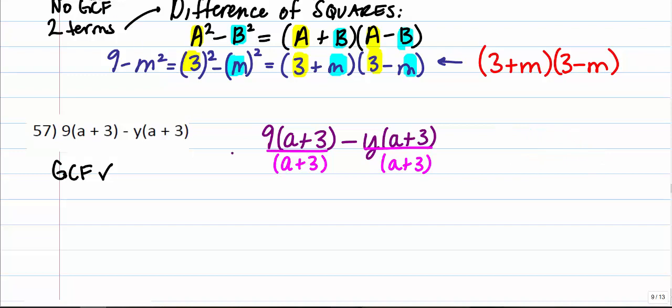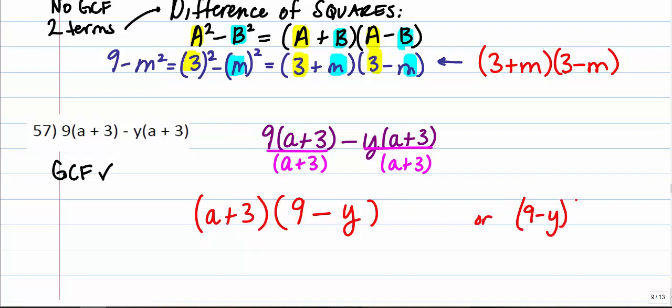And so what I've got here is I've got a plus 3, and then what's left is the 9, right, because those divide out, minus, and then y. And so that's my answer. That's all I got going on there. Or you could have done 9 minus y times a plus 3, right? I'm not going to do that anymore, but the order there is irrelevant because you're just multiplying.